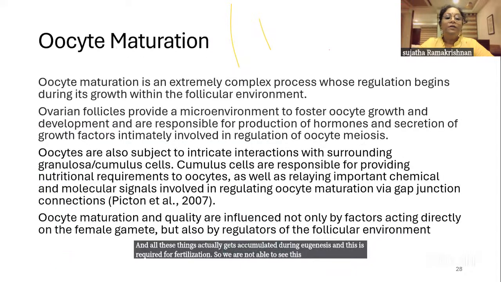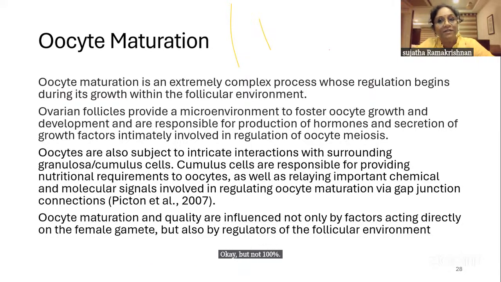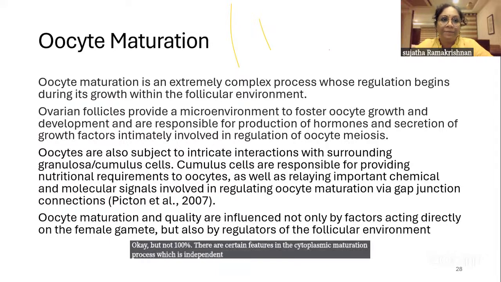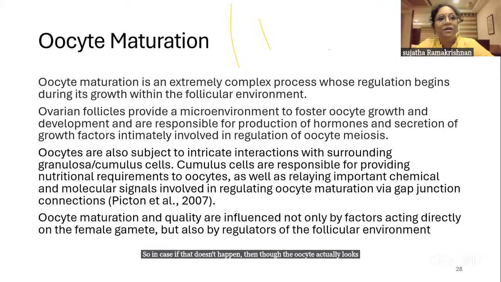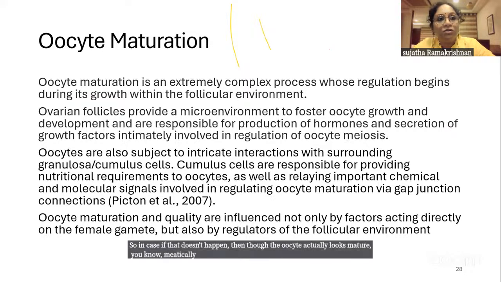Now, to a certain extent, nuclear maturation and cytoplasmic maturation go hand in hand, but not 100%. There are certain features in the cytoplasmic maturation process which are independent of nuclear maturation. So in case that doesn't happen, though the oocyte actually looks mature meiotically, it is not actually ready for fertilization. And that is when you see low fertilization or total fertilization failure.